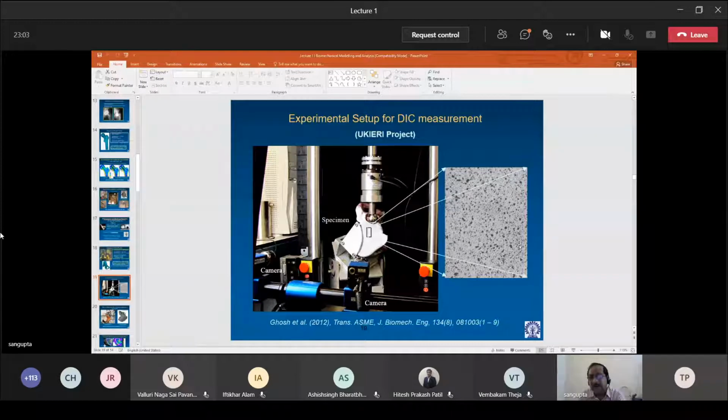Then in this black bounded area, you can see it is enlarged, we can have the displacement field across this area. So it is more a full field technique rather than a discrete value at a particular point, which was mostly available with the strain gauge technique. I hope you all know about the strain gauge technique.